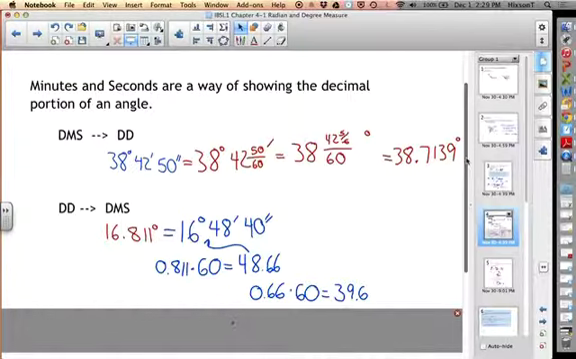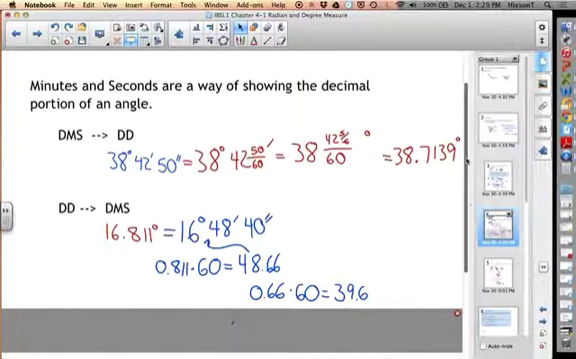If you think about it too, 0.66 is about 2/3, right? 2/3 of a minute is 40 seconds. So you can kind of see it there. If you had a 0.5, you know there's 30 minutes in an hour, so you could just make it 30 minutes. You wouldn't even have to do the math to convert it, if you keep that in mind.